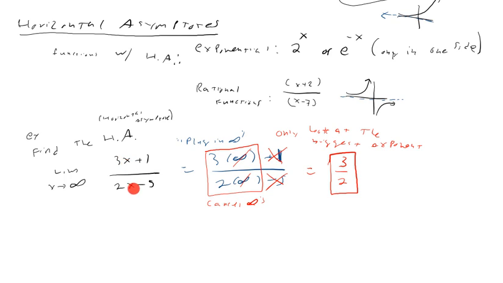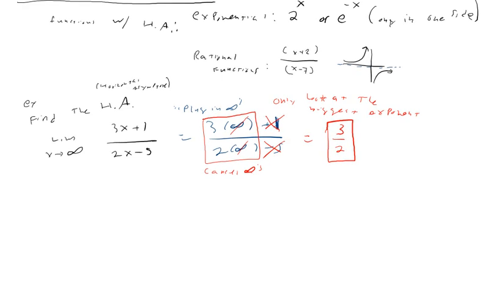If I were to graph this function here, it would have, at 3 halves, which is like between 1 and 1.5, right at 3 over 2, y equals 3 halves. That's going to be where this function has its break. That's the level where this function is going to have its break.